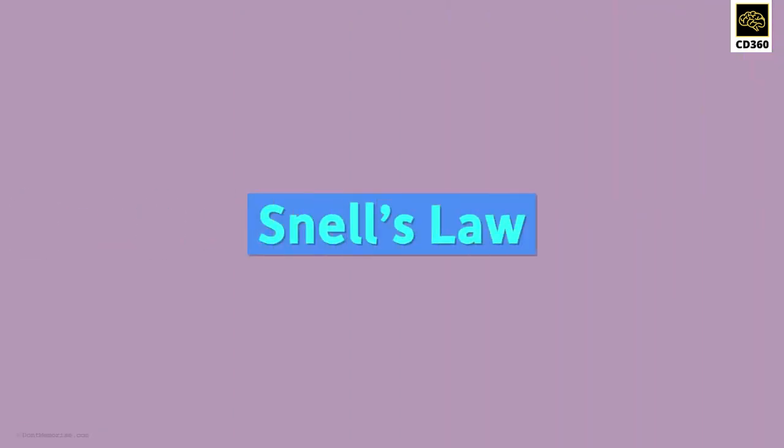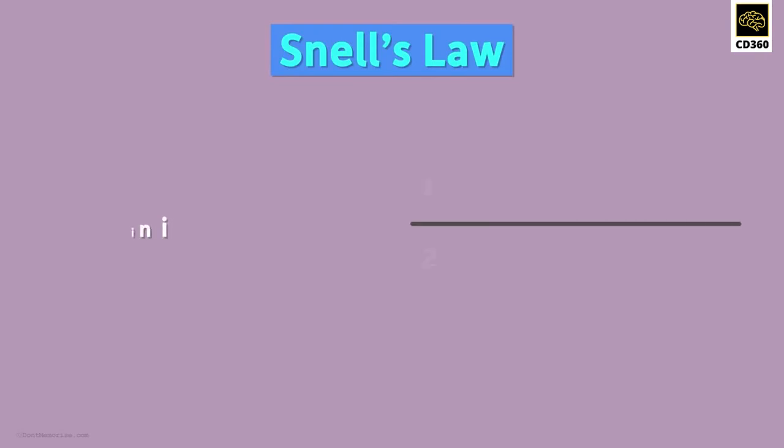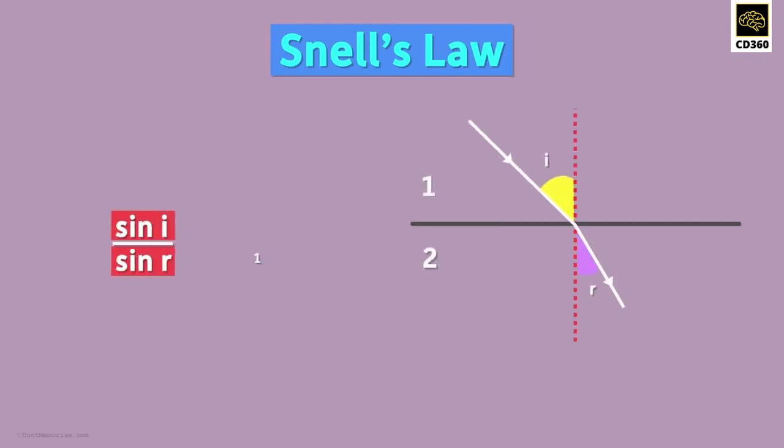Okay, let's discuss Snell's law of refraction now. In simple words, it tells us that the ratio of the sine of the angle of incidence to the sine of the angle of refraction is equal to the refractive index of the second medium with respect to the first medium. Now look at the term on the right. It is constant for light of a given color and for the given pair of media. This is the basic idea of Snell's law, and there are different ways in which we can understand it.